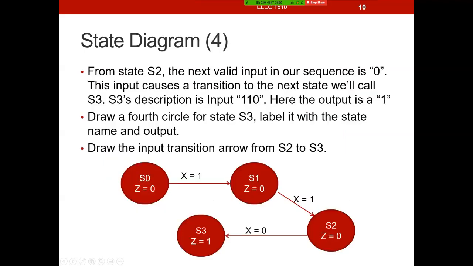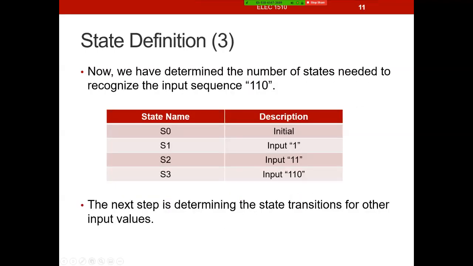When you're developing a finite state machine, one of the best ways to do it is to ask, what is the sequence we need to detect? How many states do we need to detect this sequence? After we've detected the sequence that we want to see, we need to go back and deal with the cases of, well, what happens when we're in state S0 and our input X is not a 1, when it's a 0? So our next step is determining the state transitions for the other input values that we might see while we're in each state.